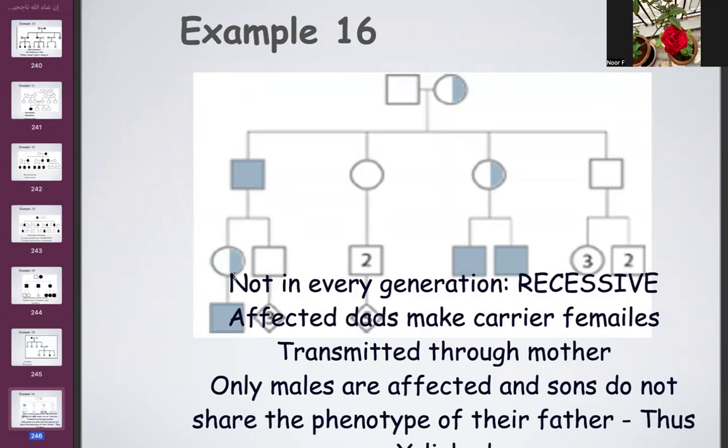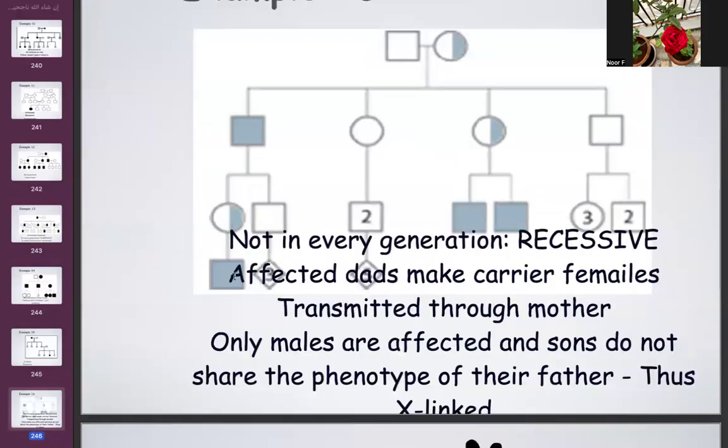Affected dads make carrier females, transmitted through mothers only. Only males are affected, and sons do not share the phenotype of their father. Thus, X-linked. Not every generation is affected, so it is recessive.